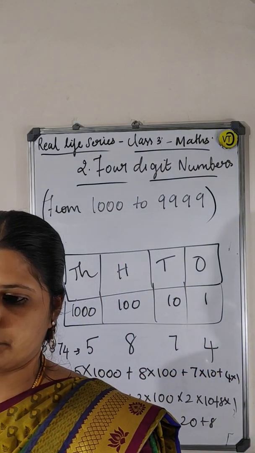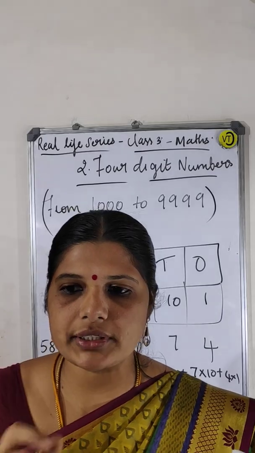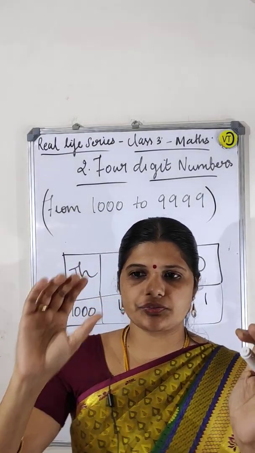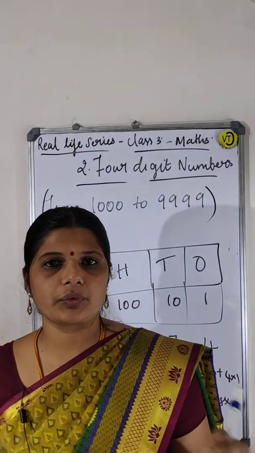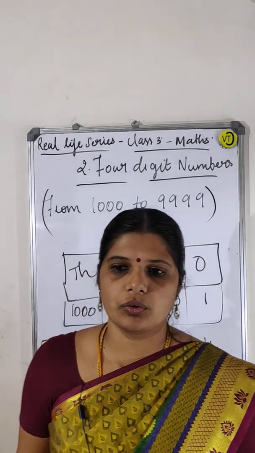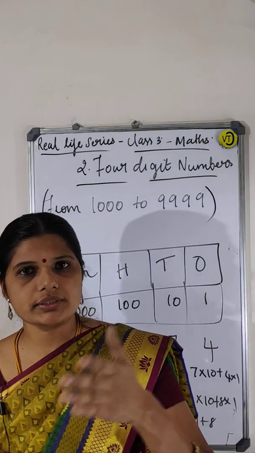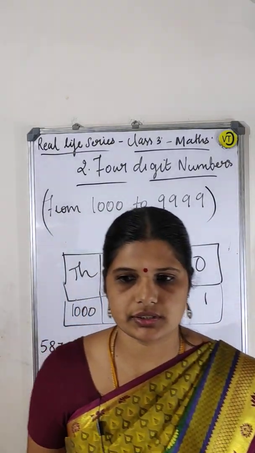Okay, guys. Now you understand, right? So short form means how can I write it? 7000 plus 500 plus 40 plus 8 means how can I write it? 7548. That's it. Okay. 8000 plus 8. How can I write it? 8008. That's it. In short form it is.